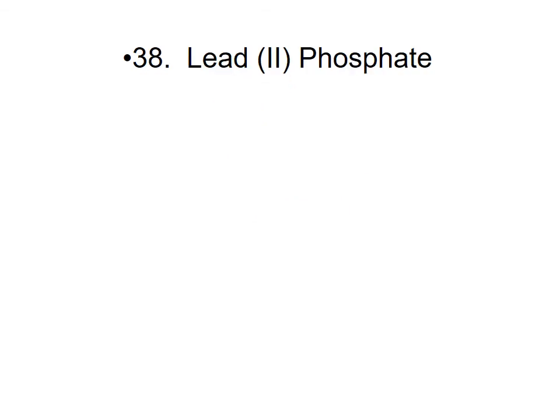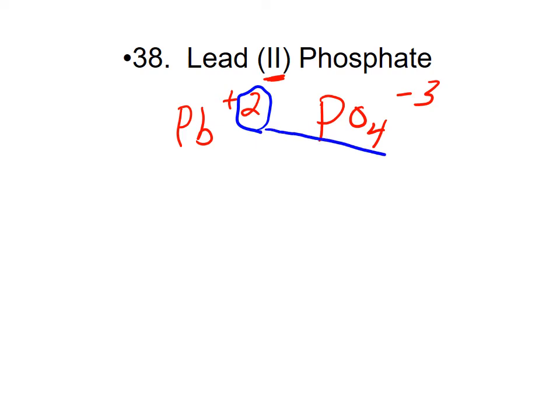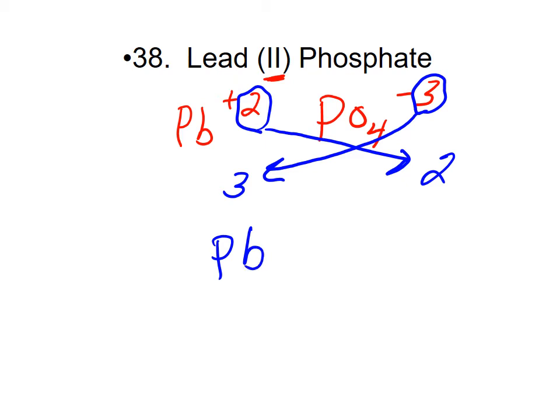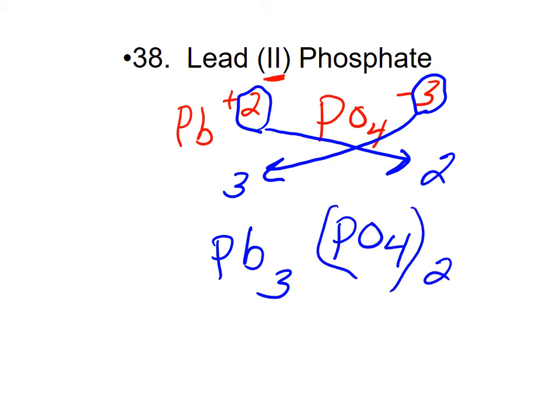For lead 2 phosphate, lead is Pb. It's +2. Roman numeral 2 is your clue. Phosphate is PO4 -3. So we have a situation where we don't add to 0, so we're going to do a cross. 2 goes this way. The 3 will go this way. So we have Pb3, PO4 with a 2 out here, but we need to put that in parentheses.